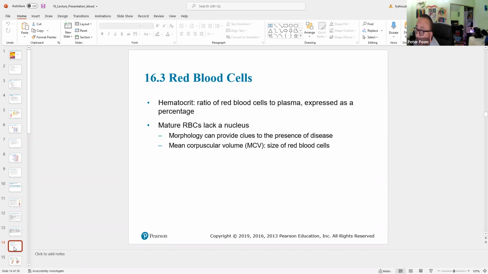Mature red blood cells lack a nucleus. The way red blood cells form is they have a nucleus and they grow and grow and grow, and in the very last stage of the process, they lose their nucleus. And that tells you a lot. The morphology of the mature red blood cells can provide clues to the presence of disease, especially mean corpuscular volume, the size of red blood cells.